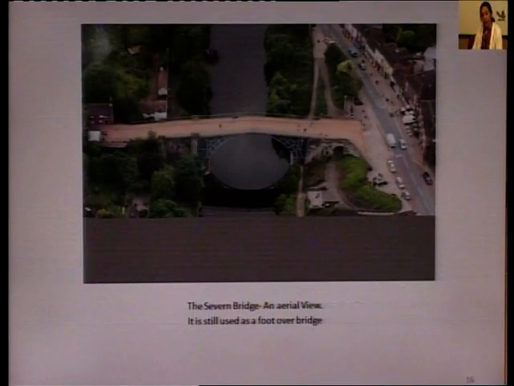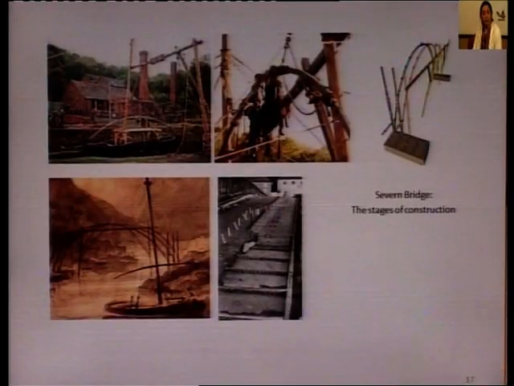That's the Severn Bridge as we see it today. It's an aerial view, and it is still used as a foot-over bridge. So you can see the arches in cast iron now, of course, but largely a timber bridge. There are the various stages of construction. Actually the bridge was built on the ground and then hauled into position. This was the way the bridge and the cast iron track, that was the foot-over, was made.